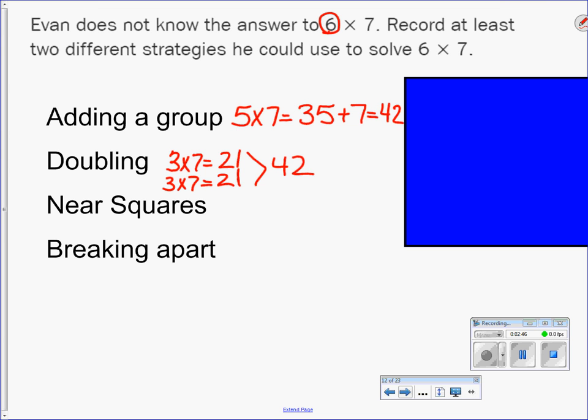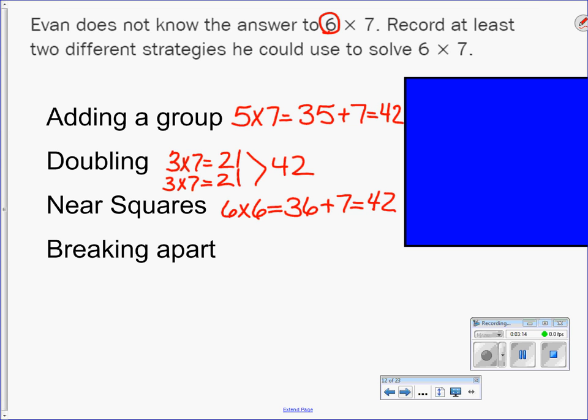Okay, our near square, we could do 6 times 6. 6 times 6 is 36. 6 times 6, 36 lollipop licks. That's our rhyme that we use. And then 6 times 6 is 36. And then we would have to add a group of 7, which would give us 42.